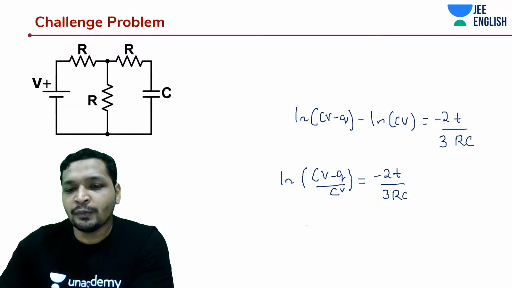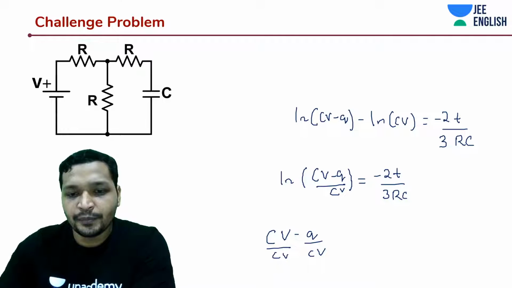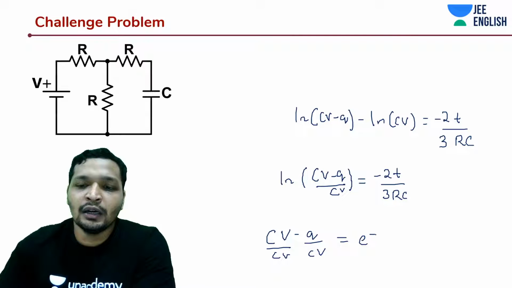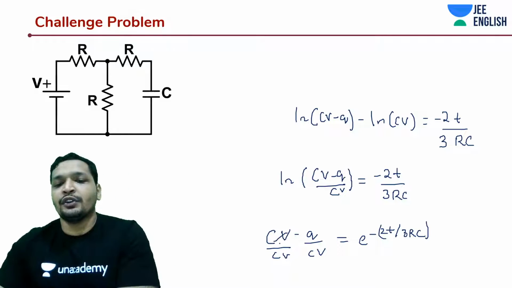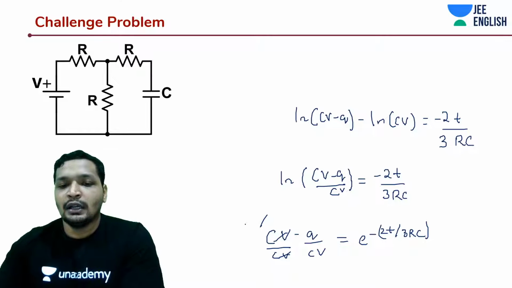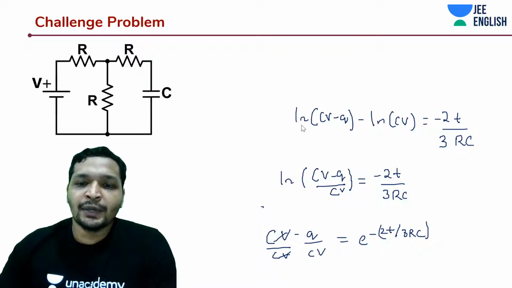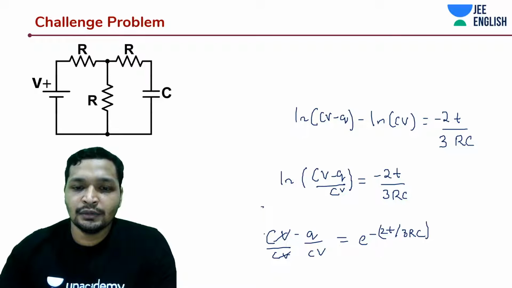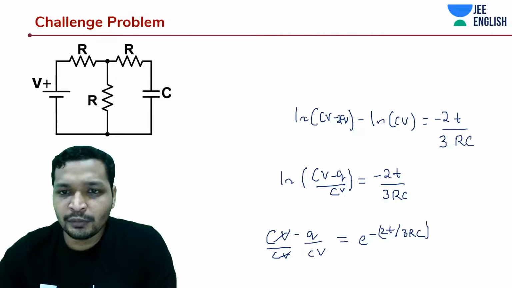So you take an exponential on both sides. So it's going to be (CV minus Q) by CV. I'm just writing it this way, is equal to e to the power minus 2t by 3RC, right? So this is going to be 1. And if I carry this to the other side, we're going to have a pretty interesting equation. Are we missing out something? We are missing out something. That is 2Q is what we are missing out.